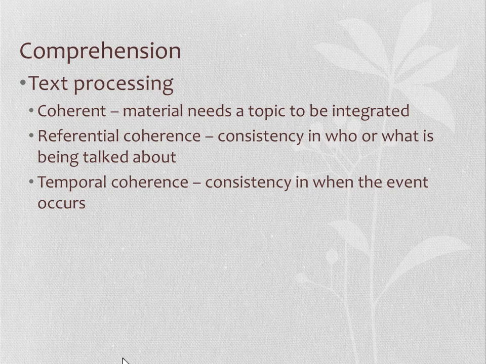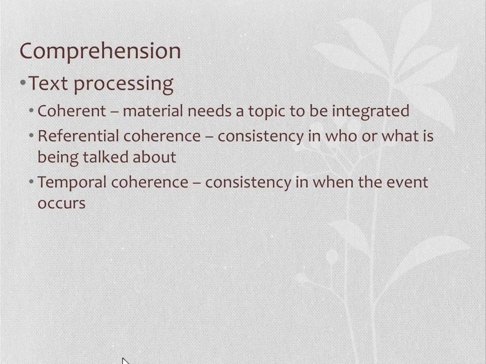When we're working on text processing, the material needs to be coherent. For good text processing, it needs a topic to be integrated into. If the text is jumping around all these different places, it's not coherent. You can't process it very well. Referential coherence is the consistency in who is being referred to, who or what we're talking about. You'll see this when you're talking to your friends, you go, wait, what are we talking about? Because you've lost the referential coherence.